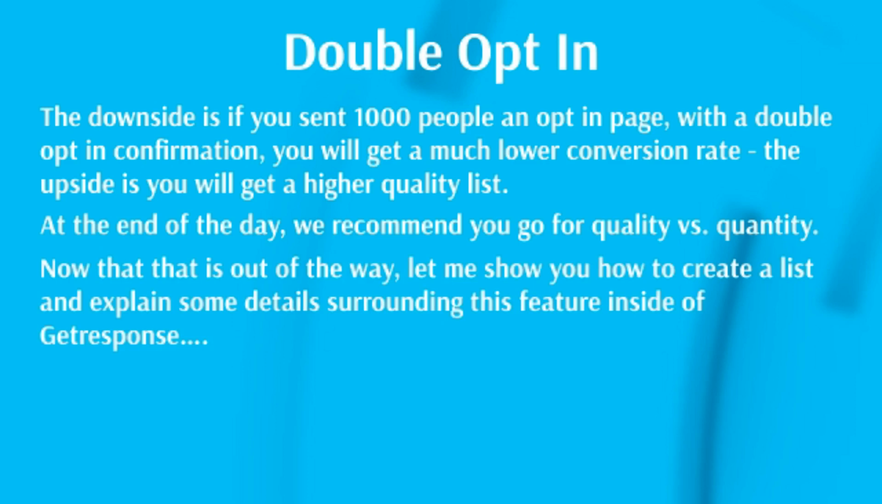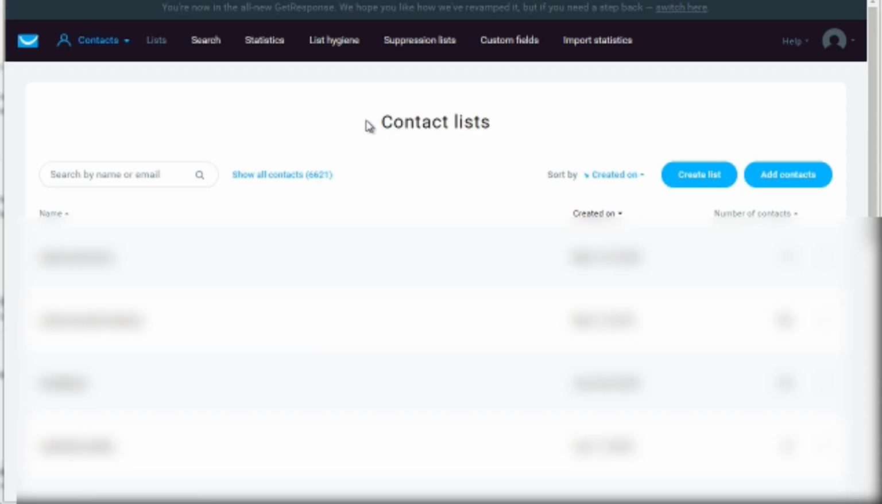So now that that is out of the way and we've talked about the fundamentals and some advanced strategies, let me show you how to create a list within GetResponse and explain some details surrounding this feature. Okay, so as far as creating a list, it's actually very easy to do once you understand how everything is laid out. Even though it might take me about 5 or so minutes to teach you, once you get a hang of this and once you start creating a list after list after list, it'll actually be easy.